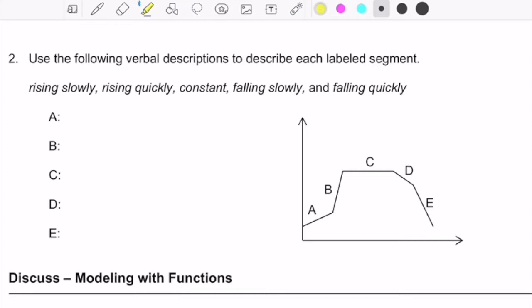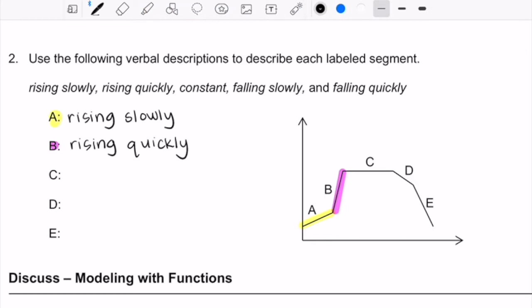So the difference between A and B is that at A the graph is rising slowly, and then at B the graph is rising quickly, and we can tell that there's been a change there because there's a point between those 2 segments, and you can tell that it's rising quickly versus rising slowly because the slope of those line segments have changed. At segment C, the graph is neither rising nor falling. That's an example of where the graph is remaining constant.